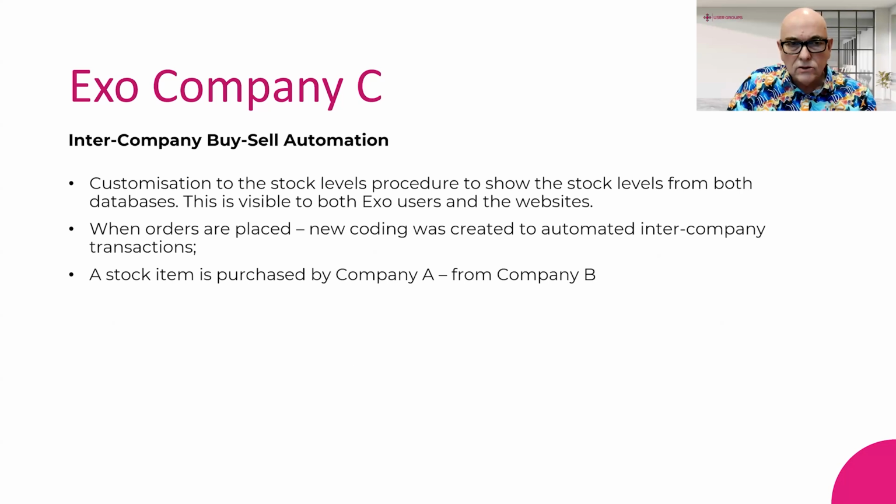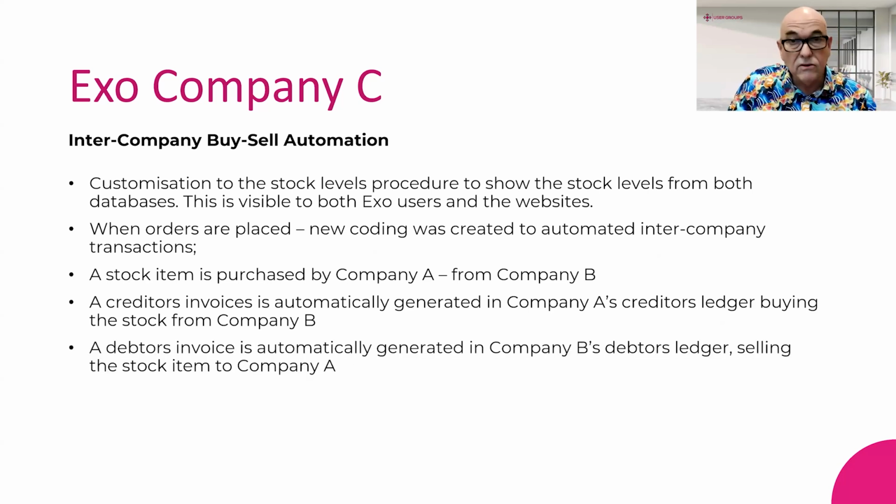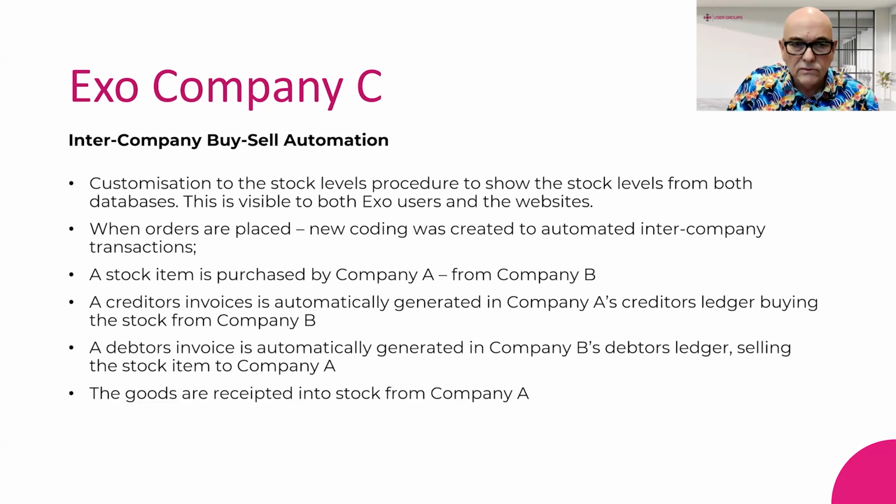So we go, stock items purchased from Company A to B, a creditor's invoice is automatically generated in Company A because they're purchasing it. The stock is obviously then just there, and we know we can supply it. A debtor's invoice therefore was automatically generated in Company B, debtor's ledger, and the goods are receipted into stock from A. So we go a bit AB there, but you get the idea.